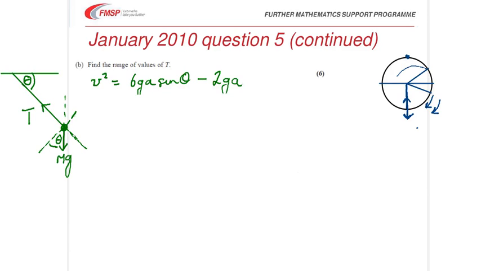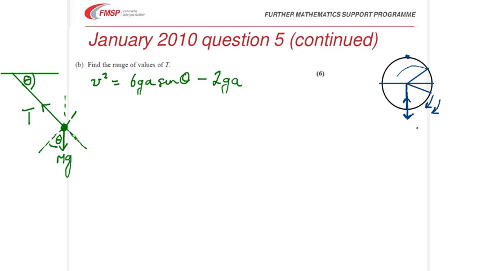Either the string remains taut and it just performs oscillations below the level of the centre, like this, or the string remains taut all the way right round. The only other possibility, you see, is for the particle to get up to about here, and then the string goes slack and it leaves the circle.